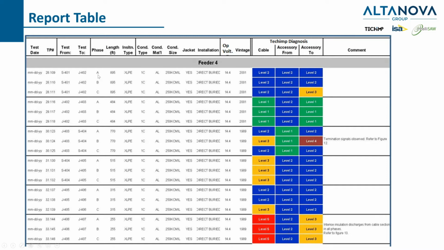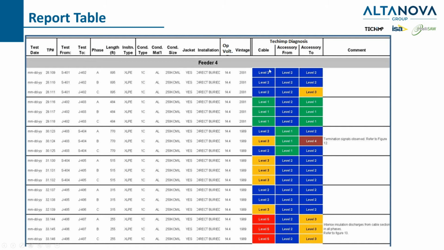Remember, we talked about phases. We tested these phases individually, because it says A. If there was A, B, C up here, we would have tested all 3 phases together. The length was 895 feet. Insulation type was cross-linked polyethylene. Conductor: single core, aluminum. Jacketed concentric: yes. Direct burial, operating voltage, and vintage. A lot of information, but this stuff over here is what you really want to know.